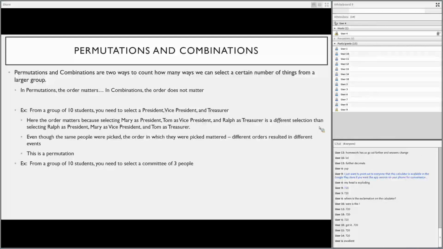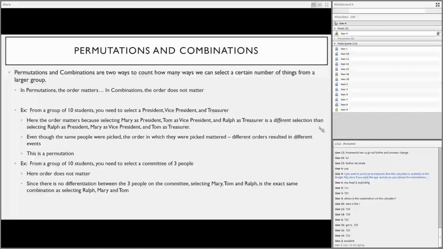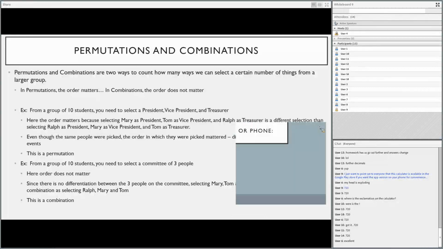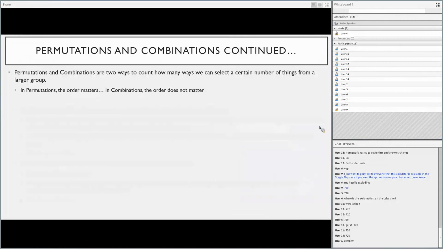So now let's say that from a group of 10 students, you need to select a committee of 3 people. So they don't have rankings. It's not a president, vice president, treasurer, or any other kind of ranking. You just need to pick 3 people. In this case, the order does not matter because if I select Mary for the committee and then Tom and then Ralph, I still have the same committee as if I selected Ralph first and then Mary and then Tom. Since there's no differentiation between the positions on the committee, those two are the same event even though I picked them in a different order. So since the order didn't matter, this is a combination, okay?